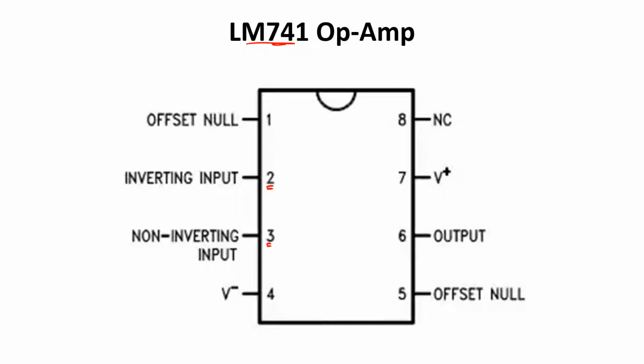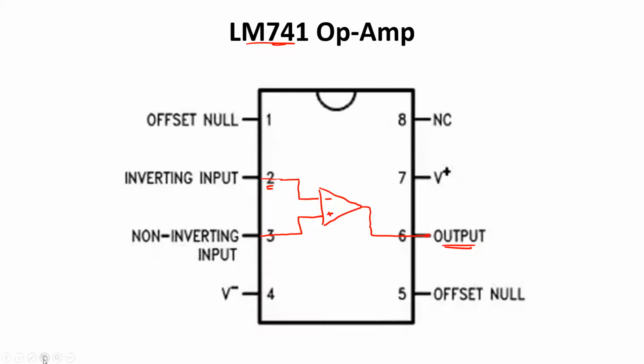Pin 6 is the output terminal. So if I sketch the op-amp schematic on this picture, it'll look something like this. This pin goes to the inverting input terminal of the op-amp. This pin goes to the non-inverting input terminal, and this pin goes to the output terminal.